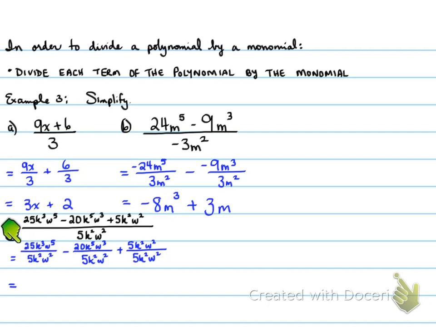Next, we simplify. 25 over 5 is 5. k cubed divided by k squared is k. w to the 5 over w squared is w cubed. Minus 20 divided by 5 is 4. k to the power 5 over k squared is k cubed. w cubed over w squared is just w. And then plus 5 divided by 5 is 1.